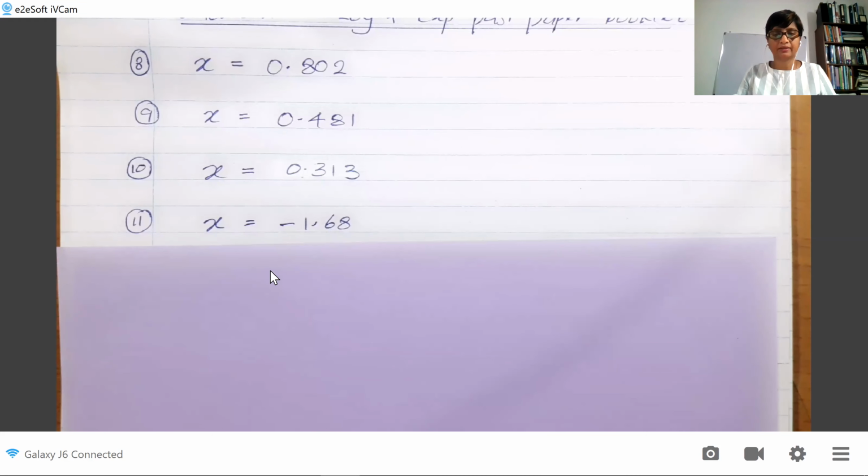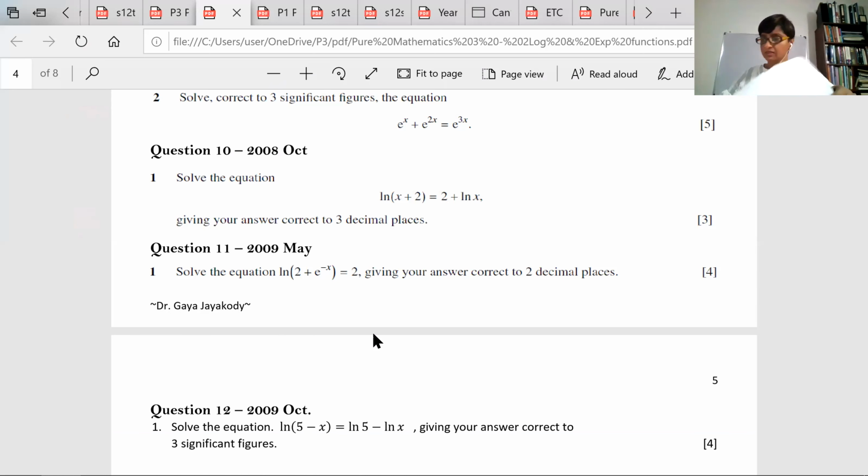Shall we quickly look at it then? Number 10. Let me quickly copy it. Number 10, we have ln x plus 2 is equal to 2 plus ln x, right? Okay. Hopefully you got the same answer as I did. And all the rest of you. So let me quickly show you. Let's see where Bimandi has gone wrong.